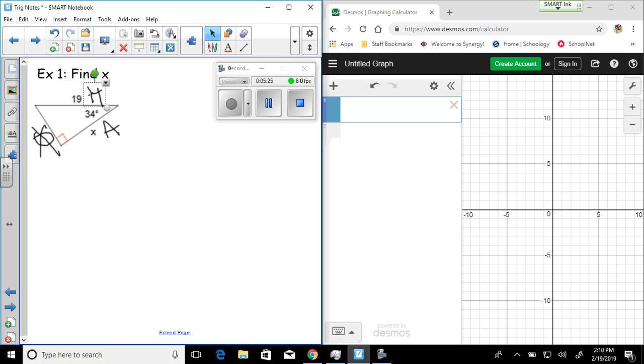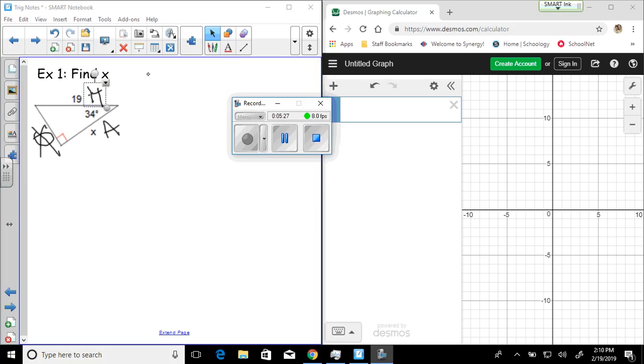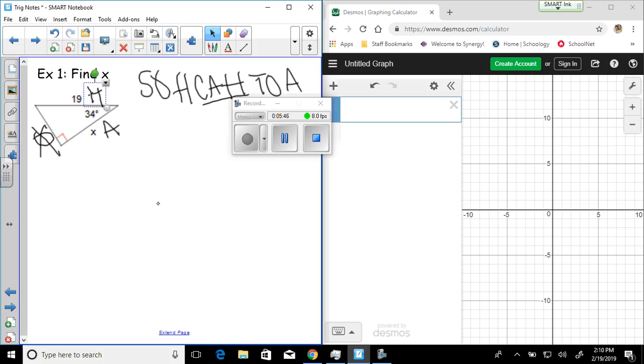So if you remember our SOHCAHTOA, and we have information on the adjacent and the hypotenuse, that tells us we need to be setting up a cosine problem. So that's how we're going to set this up.